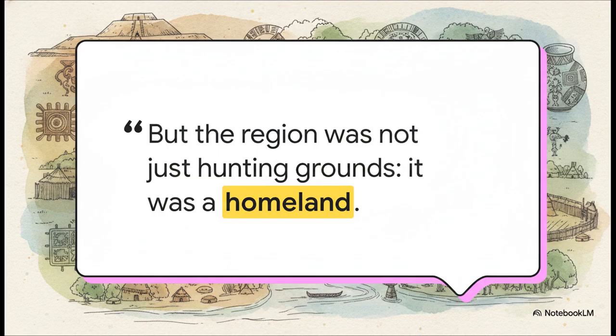Well, Chapter 1 provides some incredible counter-evidence. The text explicitly pushes back against the empty wilderness myth, stating that for groups like the Mississippians and Fort Ancients, this was not just a hunting ground at all, it was a homeland.